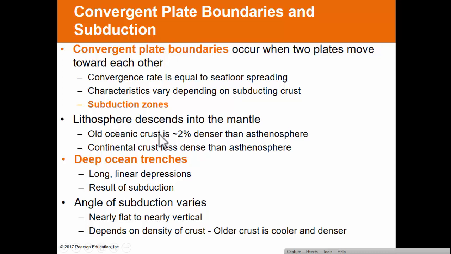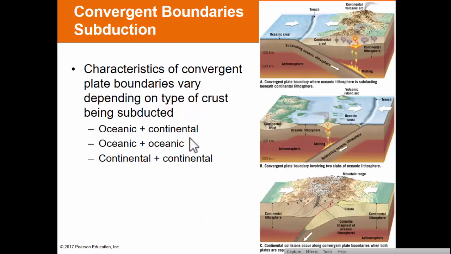And again, that angle of subduction depends on the density of the crust, that older crust being cooler and more dense. So here's a typical convergent zone where the oceanic crust is subducting underneath the continental lithosphere. Just so you know, the oceanic lithosphere, this whole piece here, that's not what melts to create the volcanoes. As that oceanic lithosphere and the oceanic sediments get pulled down, they have a lot of water in them, and the pressure and heat literally dewaters.